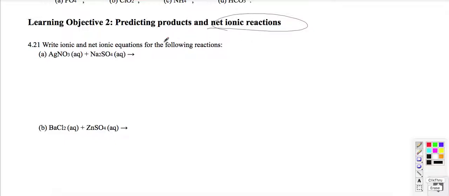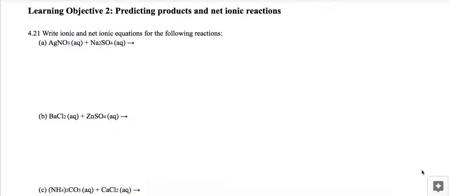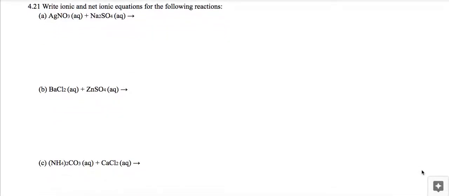So I'm not going to go through every single different option. You can go to that for extra help. I just want to show you some of the answers here so you can double check your work. Let's go ahead and try that very first one that's listed. We have silver nitrate and sodium sulfate.